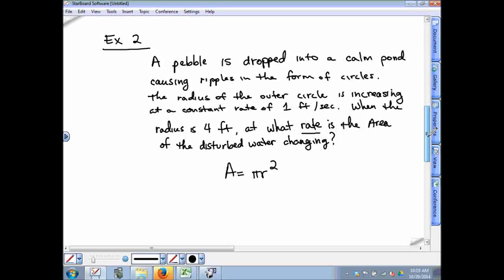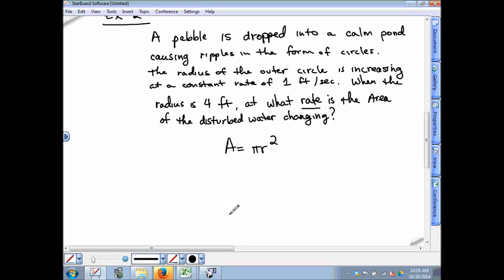Now, let's make a list of what we know. What do we know? What is this right here? That's the rate. So we're not going to say r equals 1 feet per second. That's dr dt. dr dt equals 1. The rate of change of the radius is 1 feet per second.